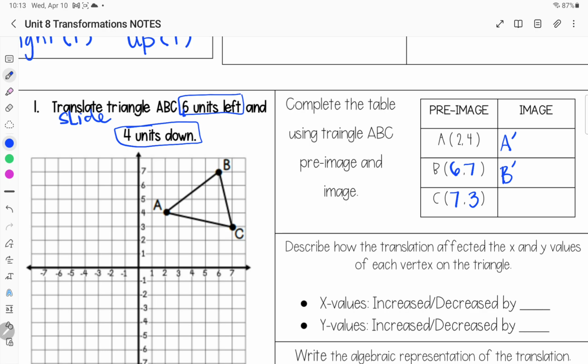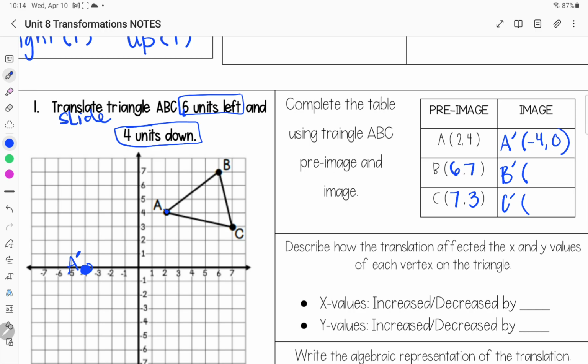There's a couple ways that you can do this. This says go 6 units to the left and 4 units down. So you can take each value and move it 6 units left. So I'd go 1, 2, 3, 4, 5, 6. And then it says go 4 units down. 1, 2, 3, 4. That would be my first point, and so that is where A prime is. It started here. I moved left and down. So now this point would be at negative 4, 0. That's where A prime ended.